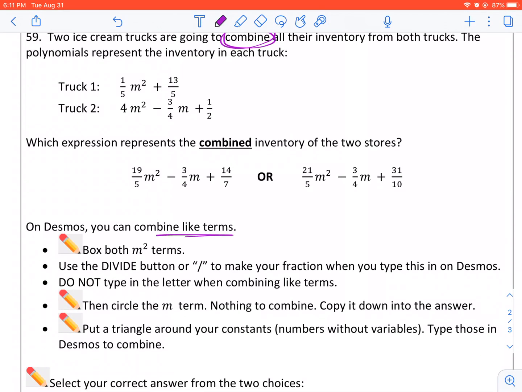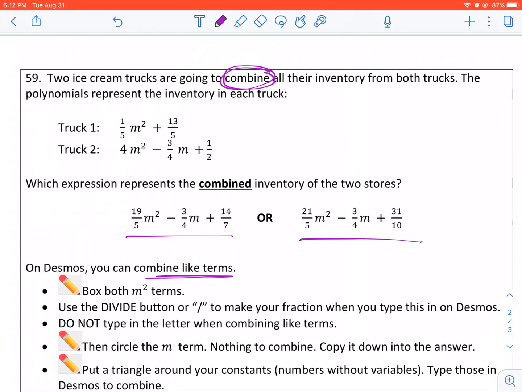We can combine like terms. And we actually have two choices. This is like multiple choice, choice A or choice B. And I'm going to show you a couple of different ways to do this. It says box both m to the second power terms, and then use the divide or slash to make your fraction when you type it in Desmos. So we are going to combine those.